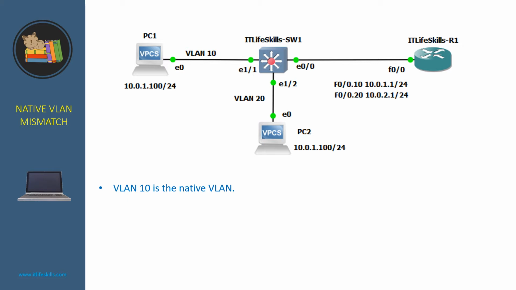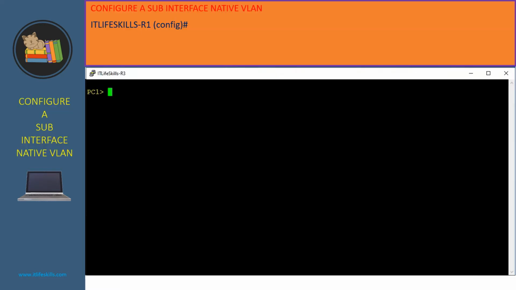In this case, VLAN 10 is configured as the native VLAN on IT Live Skill Switch 1, which means its frame will not be tagged. Therefore, when the frame arrives at IT Live Skill R1 subinterface F0/0.10, it will be dropped. The solution is to configure the subinterface F0/0.10 to identify VLAN 10 as the native VLAN.